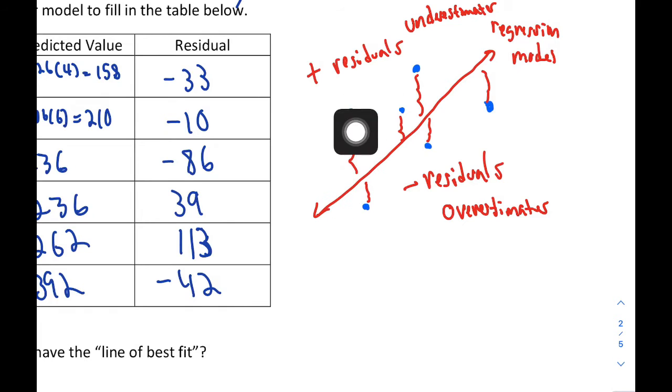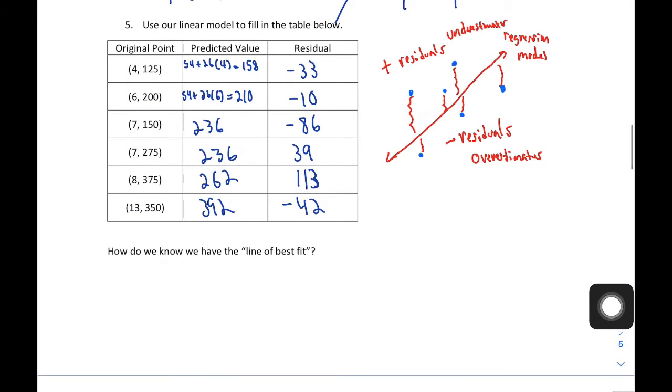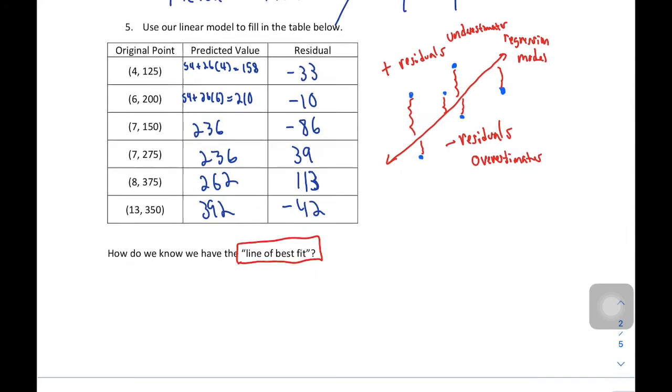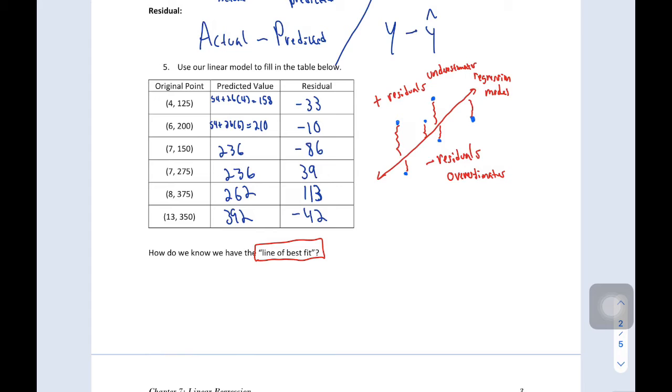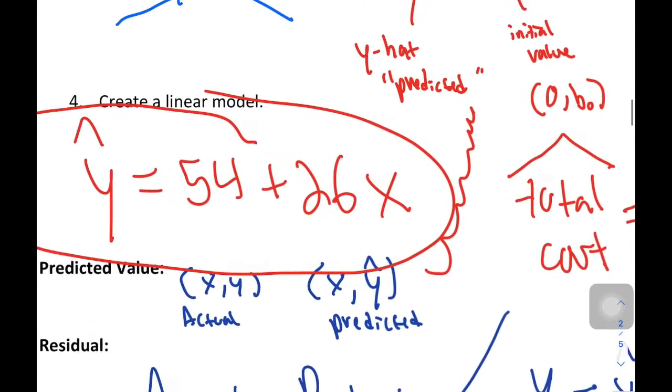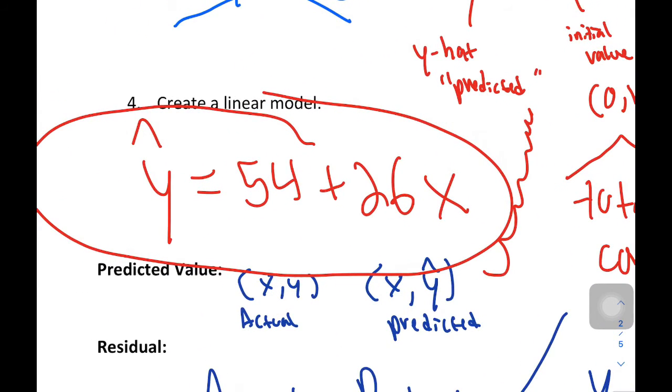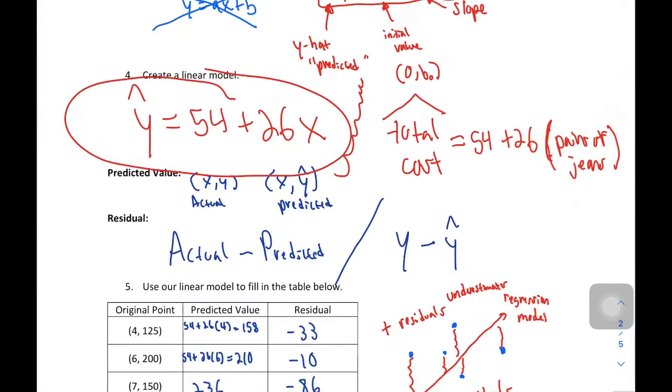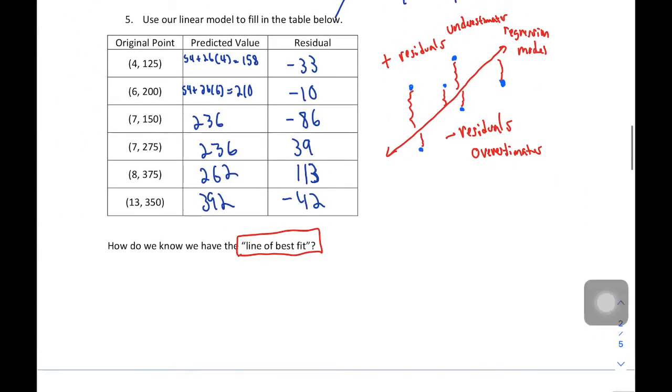Positive residuals, the points are above our line. Negative residuals, the points are below the line. All right. And how do we know we have the line of best fit? Well, if you remember, I told you guys that our calculator figures out this advanced formula, and they give us this equation, right? And I don't think any of us really question, okay, how the heck did they get that equation? Well, what the calculator does is, through a series of calculations and limits, they figure out what line minimizes all the residuals.